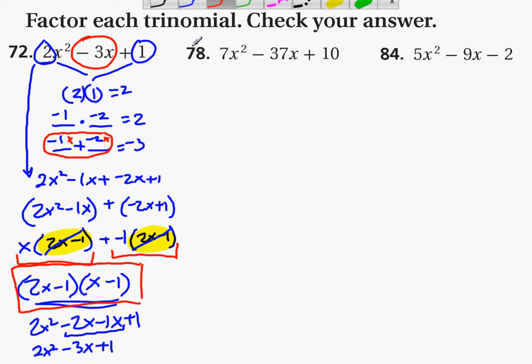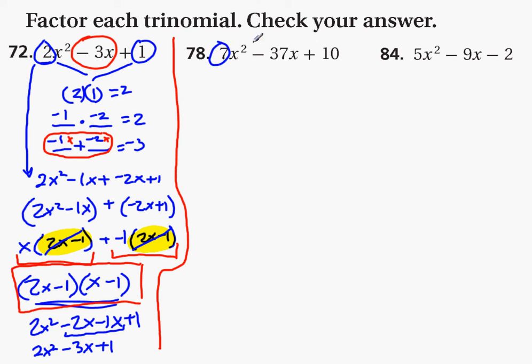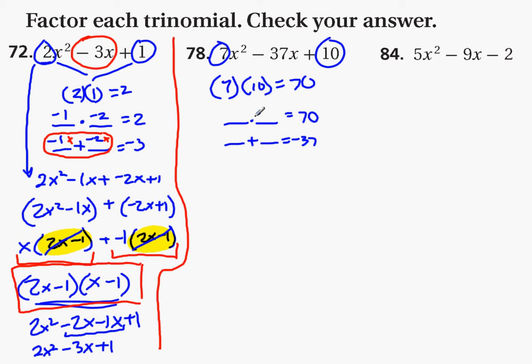Doing that same process for number 78, again, take the first and the third, the number in the first term and the number in the third term, and multiply them together. 7 times 10, which gives you 70. Now, we want two numbers that when you multiply them together give you 70, but they also have to add up to -37. So I'm looking at this and saying, gee, what are all my factors of 70? Well, I've got 70 times 1.